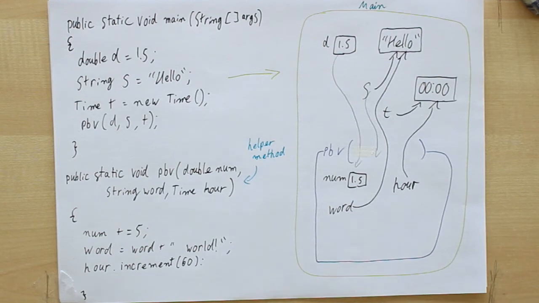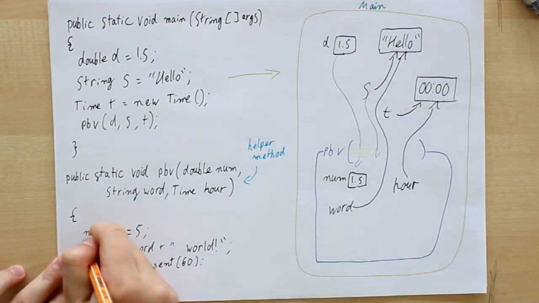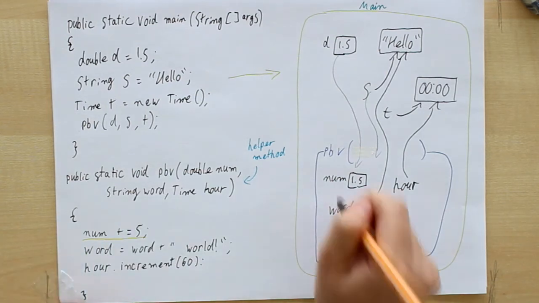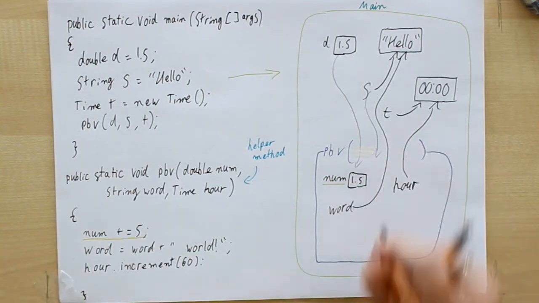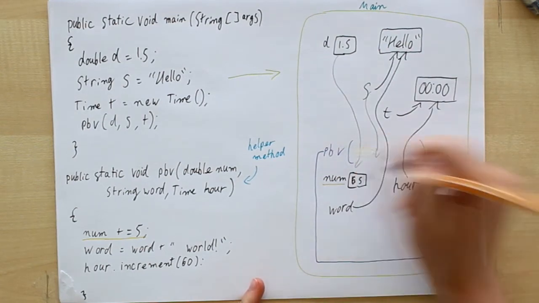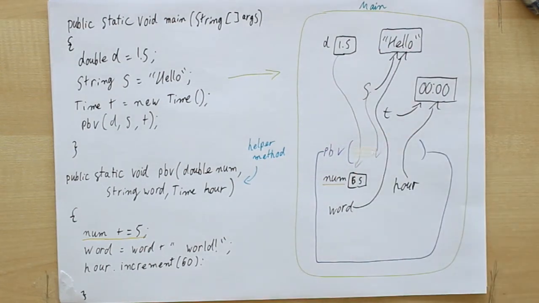Now that the helper method has made its own references for all the items it's going to use, it can start handling them. But it made copies with the same principle. It made copies of what it was handed. But once you try to manipulate those copies, they will react differently. So if I say increment num by 5, it will do exactly that, increment num. But since num has its own memory slot, it will change the version of num that it has, and not d in the main method.